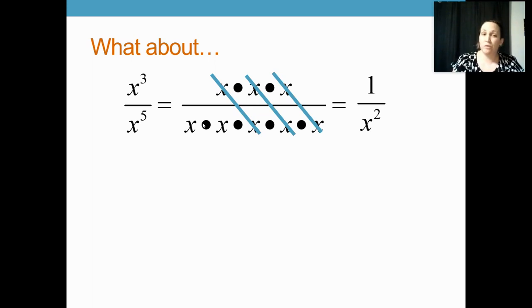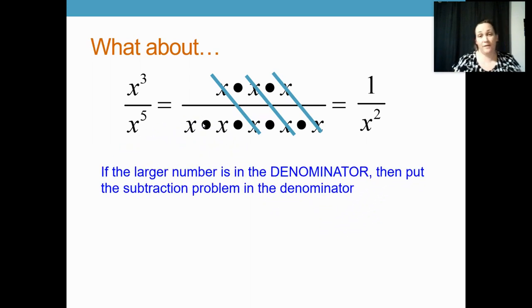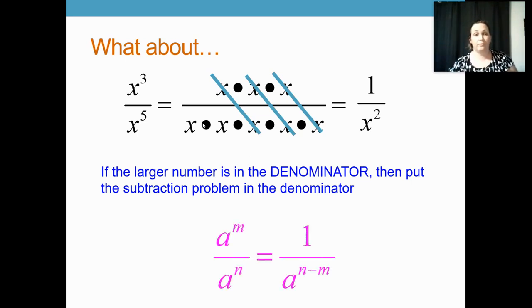So if you notice that the larger exponent is under the fraction bar, then you want to put your subtraction problem under the fraction bar. So here's another blue sentence. Again, this is a really, really important thing that we're writing down right now. If the larger number is in the denominator under the fraction bar, then put the subtraction problem also in the denominator. So you have to pay attention to what number is bigger and where is that number.